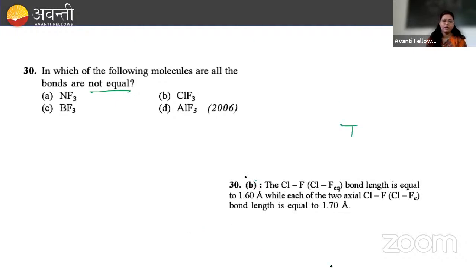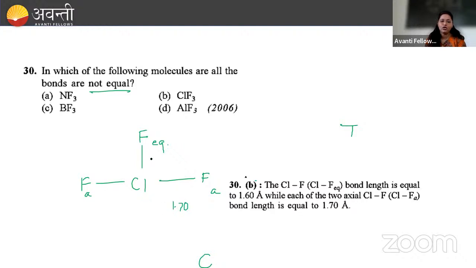So what is that T-shape? The chlorine atom is at the center, and the fluorines are present this way. Two are present this way and one is present this way. So here one fluorine is present in the equatorial position, and the two axial ones are these, and this is the equatorial one. So the bond length between Cl and fluorine present at the axial position is 1.70 angstrom.